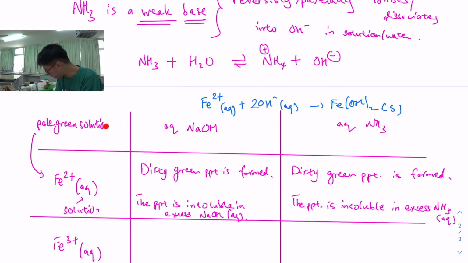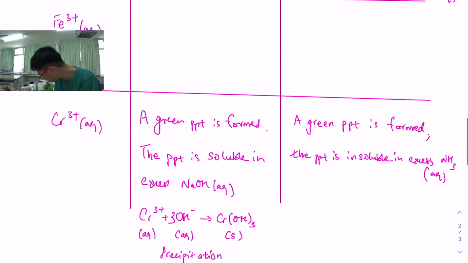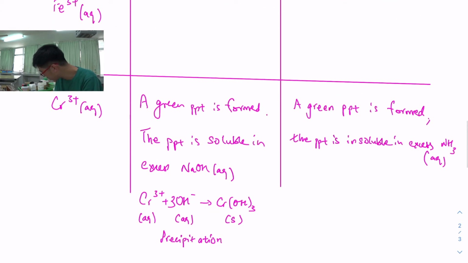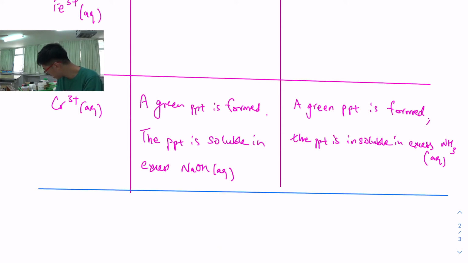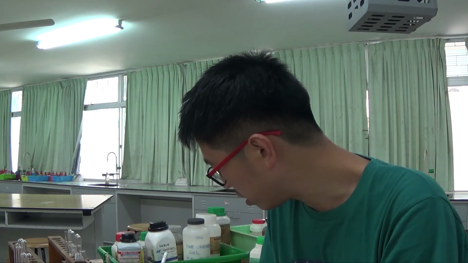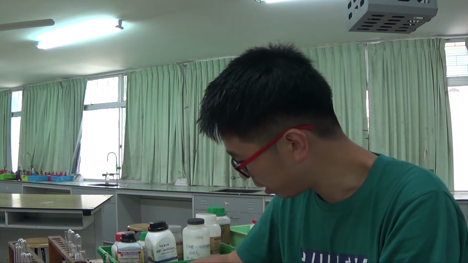In terms of what happened here, the dirty green precipitate is actually represented by Fe2+ (aq) + 2OH- (aq) giving you Fe(OH)2 (s). Fe2+ (aq) is meant to be a little bit pale green depending on your concentration, and both are in aqueous solution. They precipitate out to give you this dirty green PPT, which remains insoluble in both NH3 as well as NaOH.